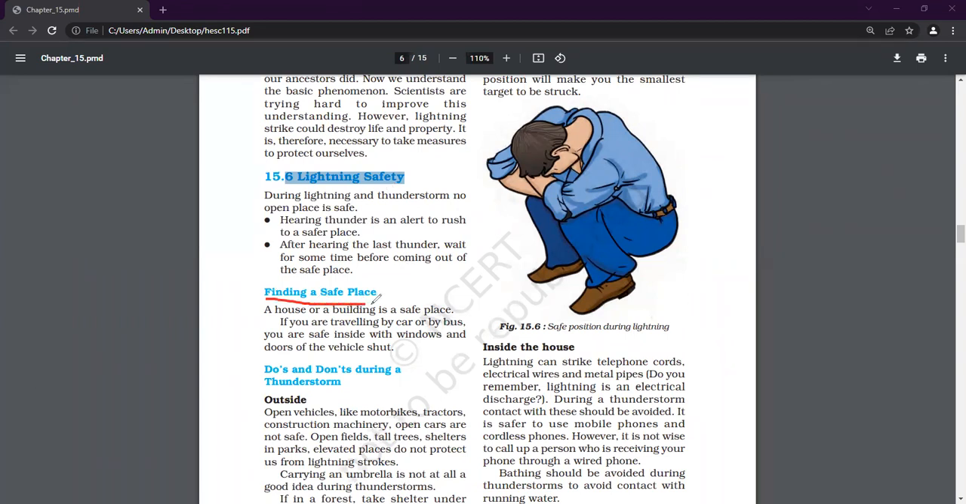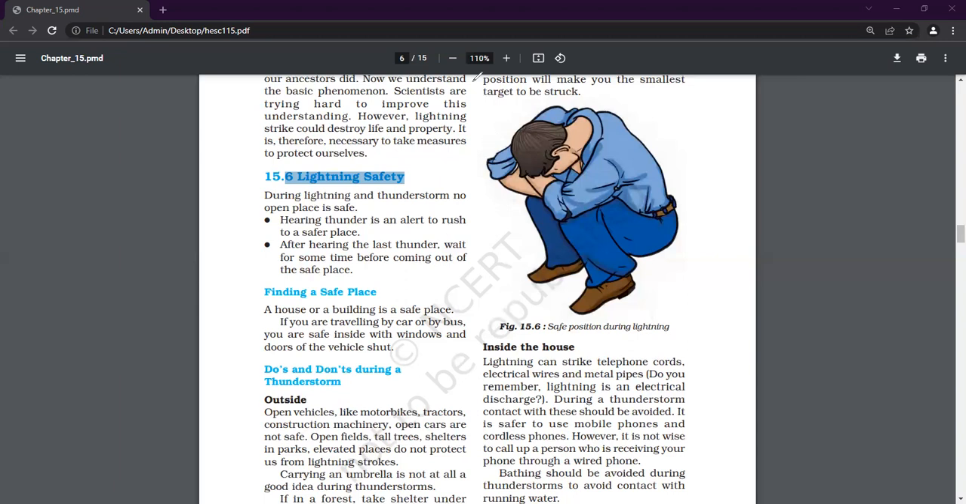Now, how can you find a safe place? A house or a building is a safe place. If you are traveling by a car or by a bus, you are safe inside with the windows and doors of the vehicle shut. During lightning you must close all the windows of the car, or if you are traveling in a bus, close the windows of the bus also. In this way, you can protect yourself during lightning. And if you are at home, then you have to remain at your home only.